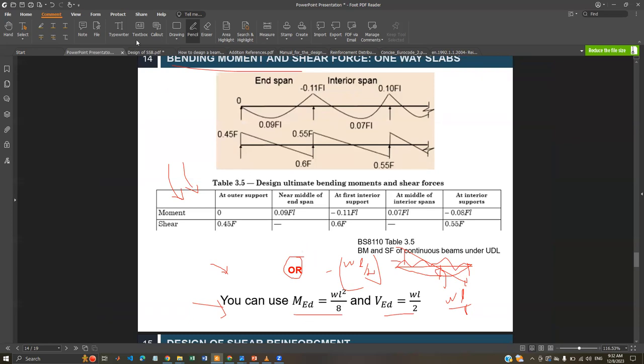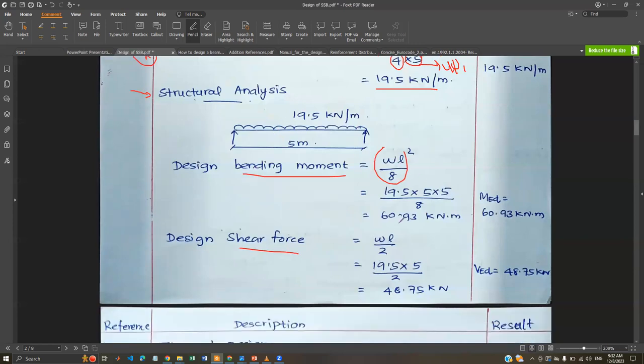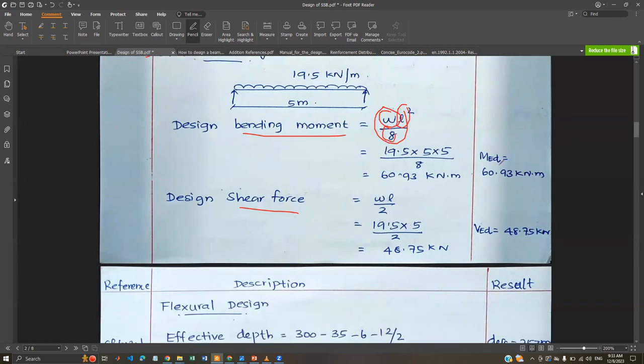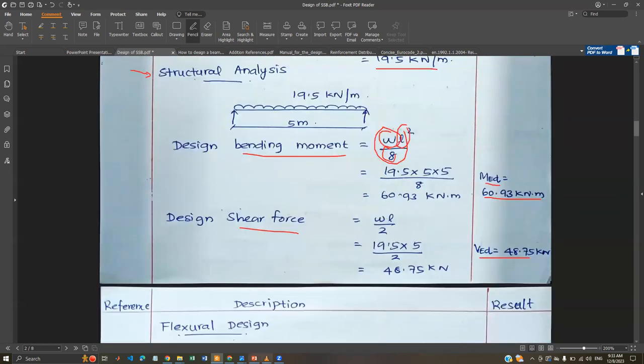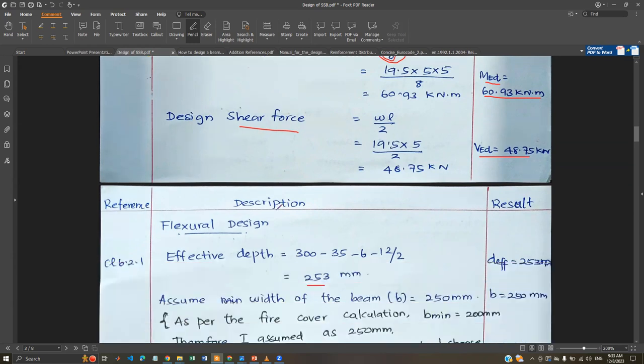So most of the time we do something like this, and we do the calculation. So you know what W and L squared are, and 8, then you will eventually find your MED for the design moment and the design shear force. Right? So do you have any issues up to this level? If you have any issues, you can send it through the chat. It's up to you.